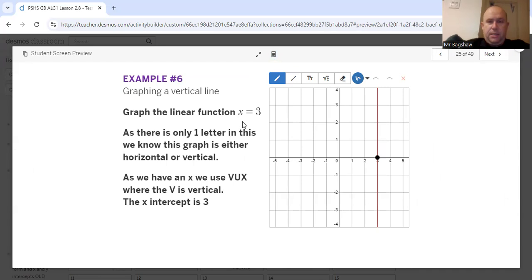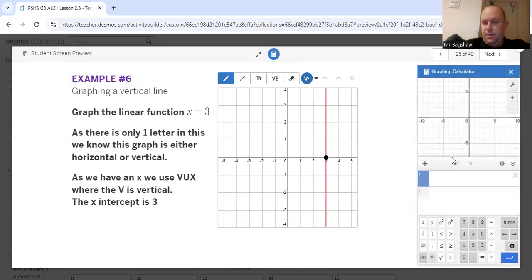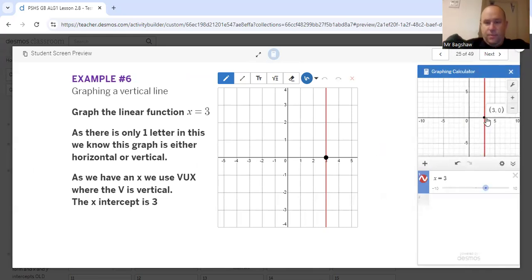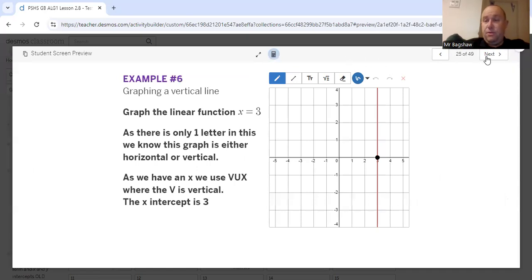X equals 3. So as there's only one letter again, I know this is HOY or VUX, and this time it's VUX. V is a vertical line, and as you can see, I drew a vertical line going through 3. It only takes literally a couple of seconds to check. So, whoops, it would help if I could type in the right. Oh, no, I did type in right. I'm sorry. It goes through 3 on the x-axis, and so does this. So we definitely have that question correct.